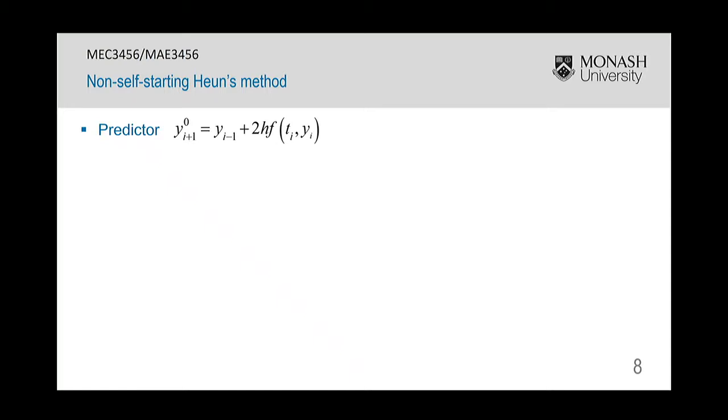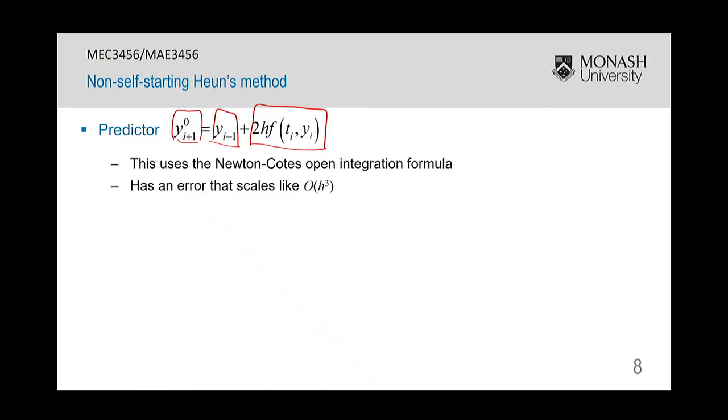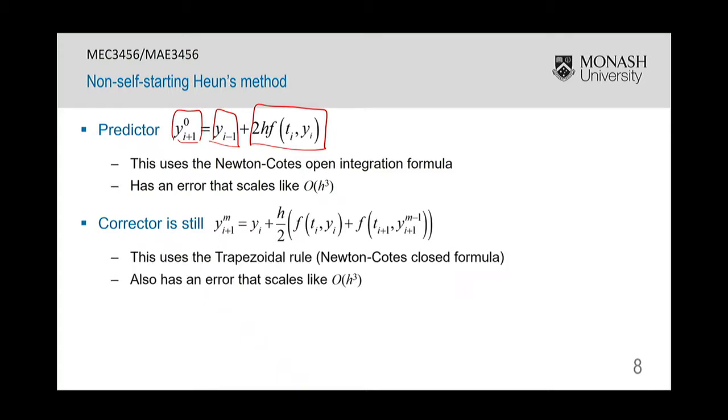So we now replace our regular Heun predictor by this new predictor. We say y_{i+1}^0 is equal to y_{i-1} plus twice h times the function evaluated at the point (t_i, y_i). That's our new predictor step. So this uses the Newton-Cotes open integration formula, and it has an error that scales like h cubed. So we've now got a predictor that has the same order of accuracy. The corrector doesn't change. We still use the same corrector. This uses the trapezoidal rule, which is a Newton-Cotes closed formula, and has an error that scales like h cubed as well.